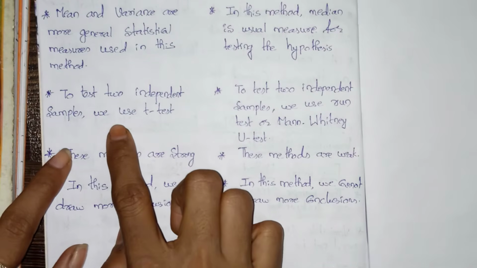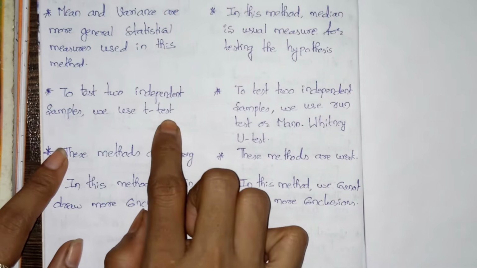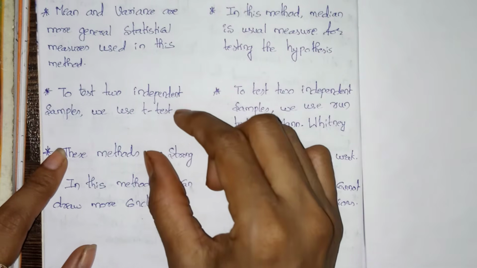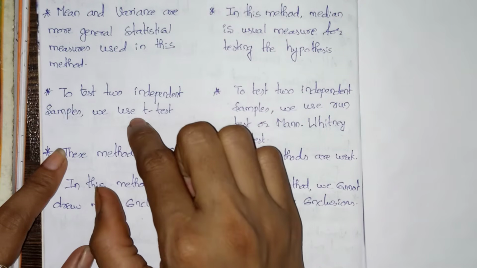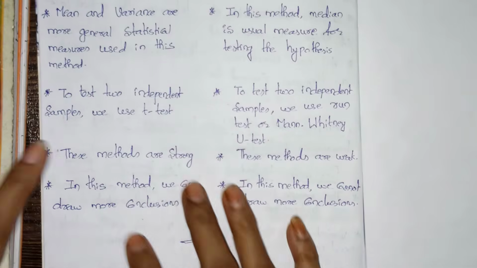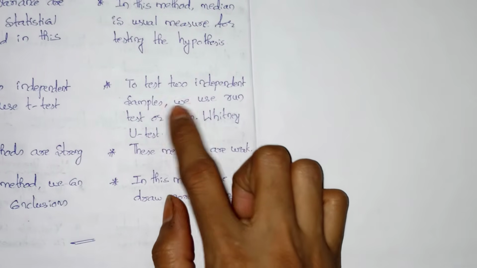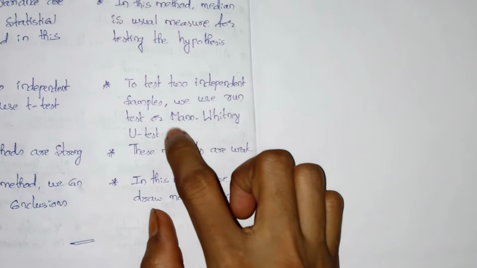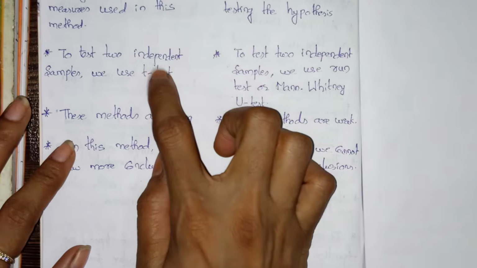And the next point in parametric, to test two independent samples we use the t-test. If you want to test two independent samples which are collected from the population, here we use the t-test. But in the non-parametric test, to test two independent samples we use the run test or the Mann-Whitney U-test. We can use any method, but here we have to use only the t-test.